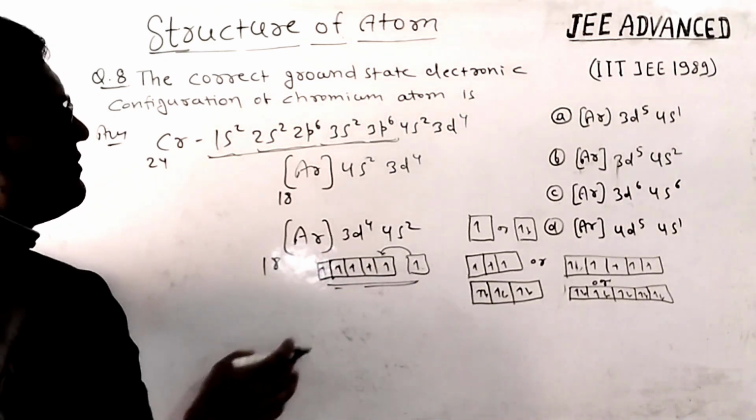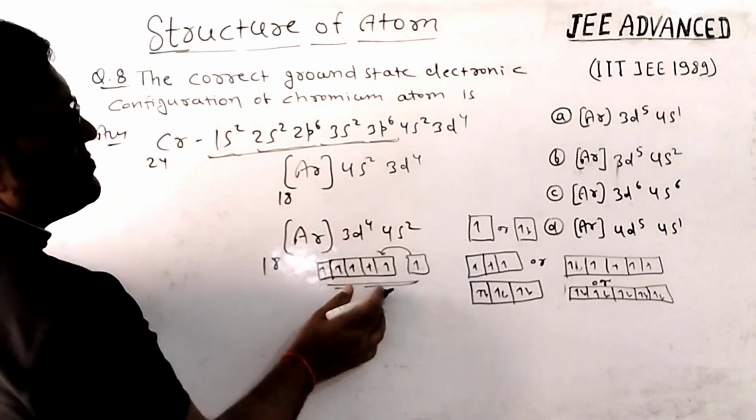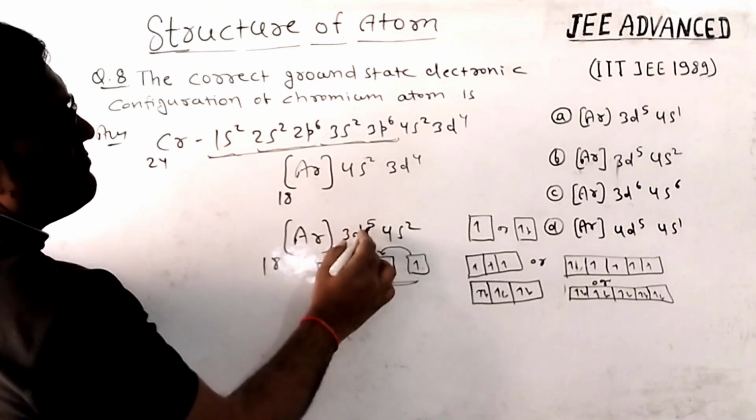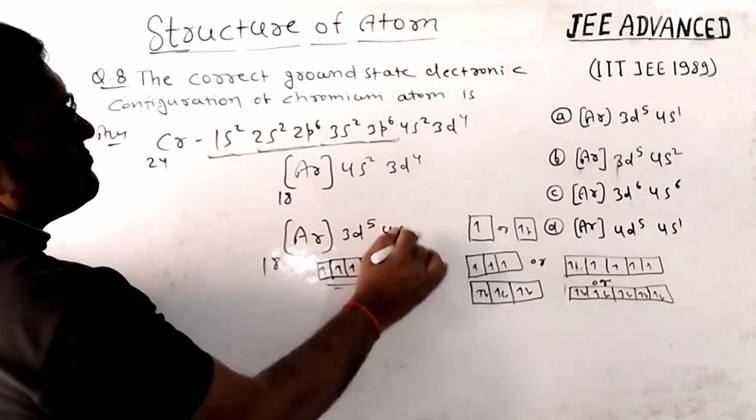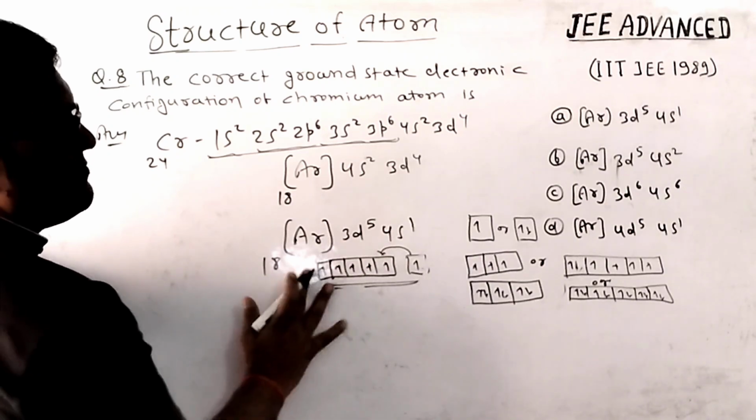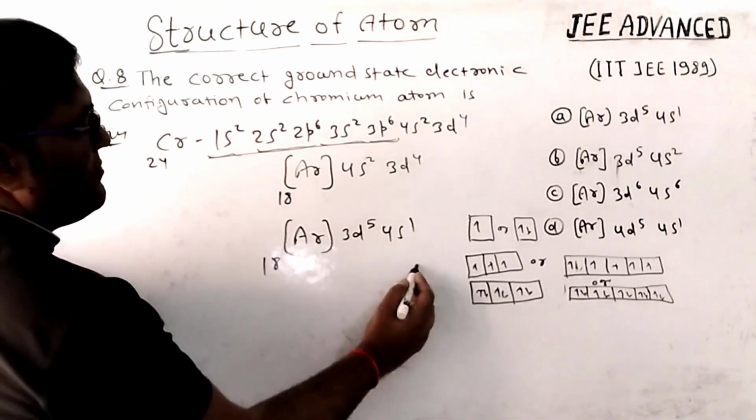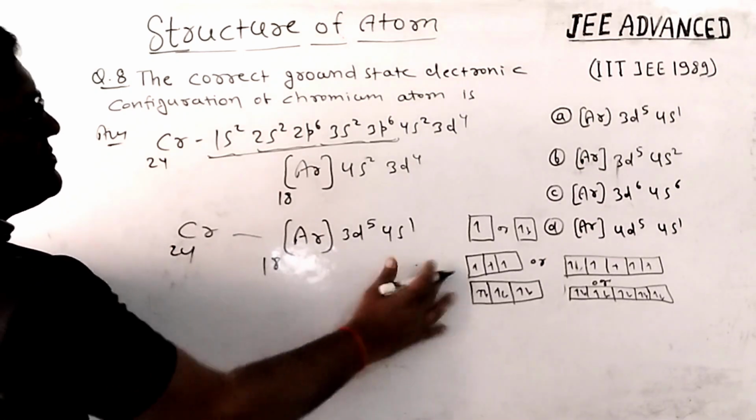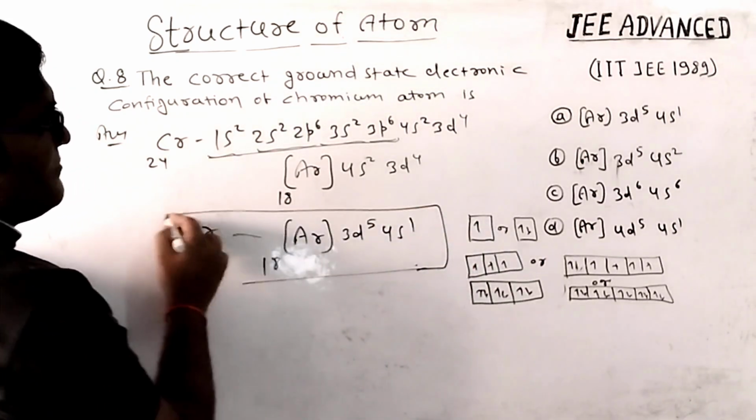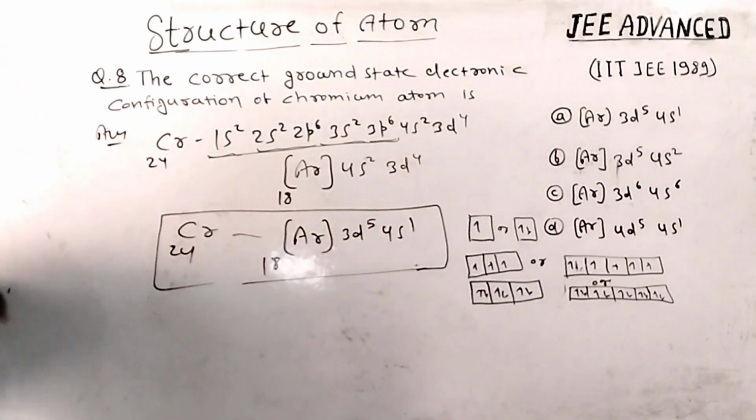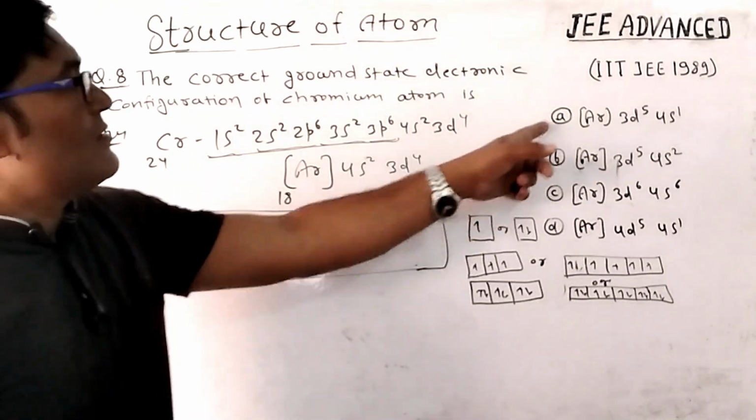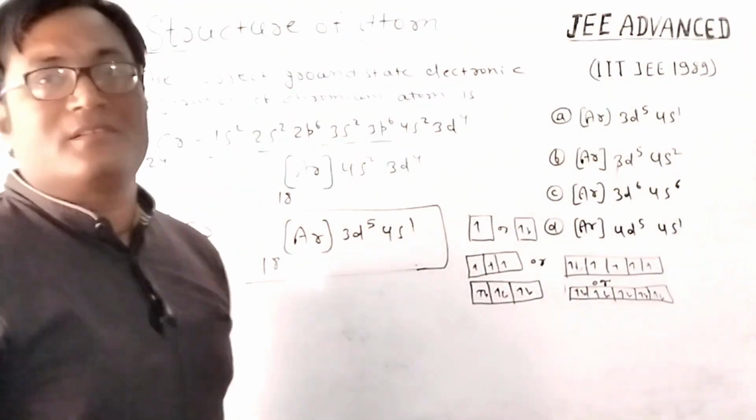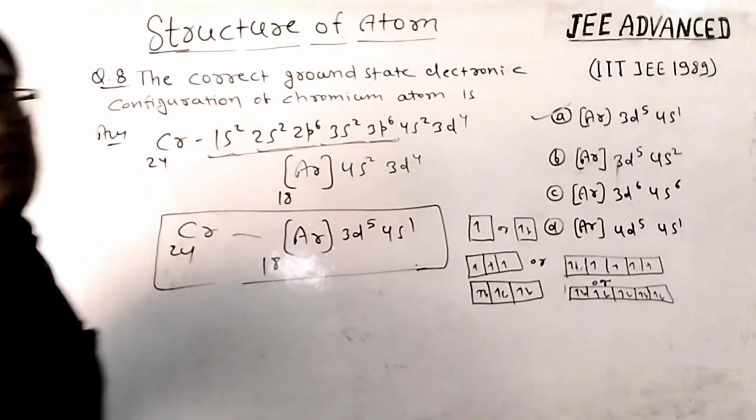So after shifting of electron, 3d4 transforms into 3d5 and 4s2 transforms into 4s1. So this is the correct electronic configuration of chromium 24. Now you can select the correct answer in these options, option A, argon 3d5 4s1. So you can take a screenshot.